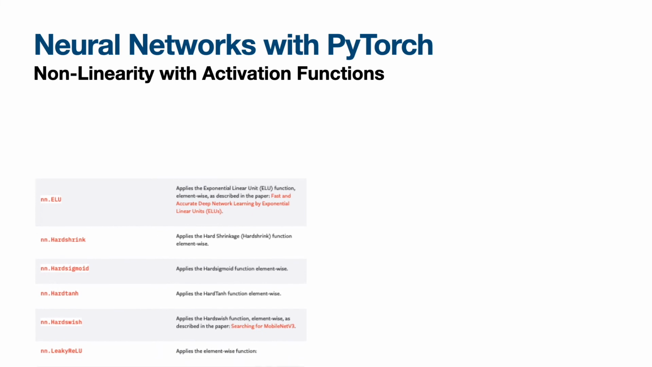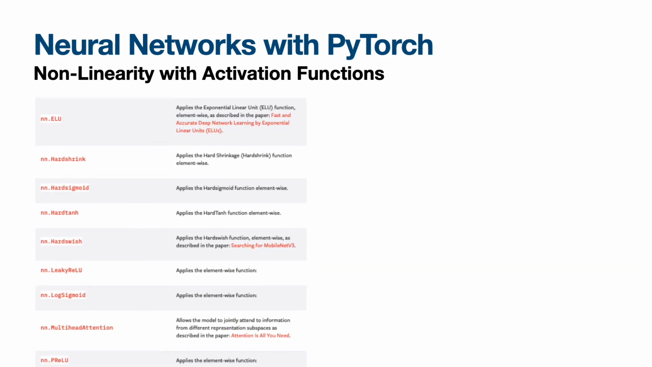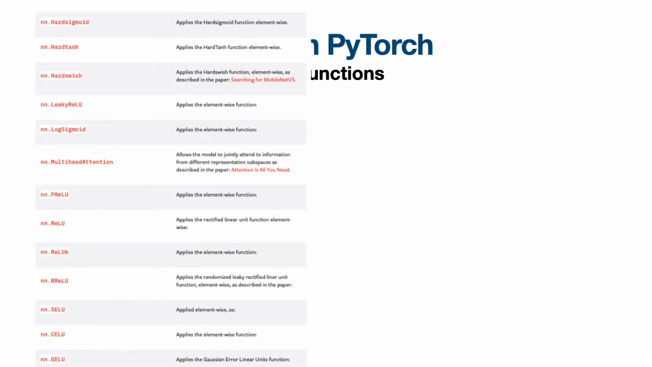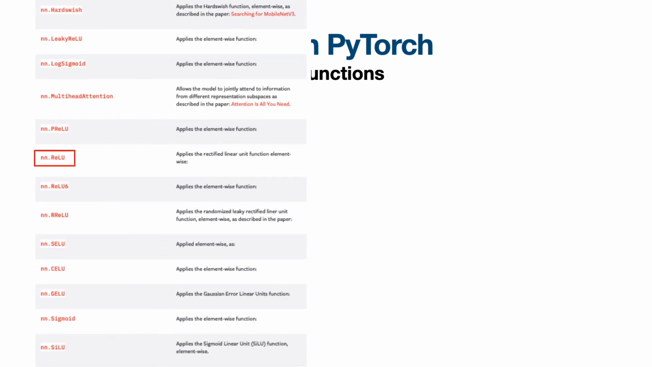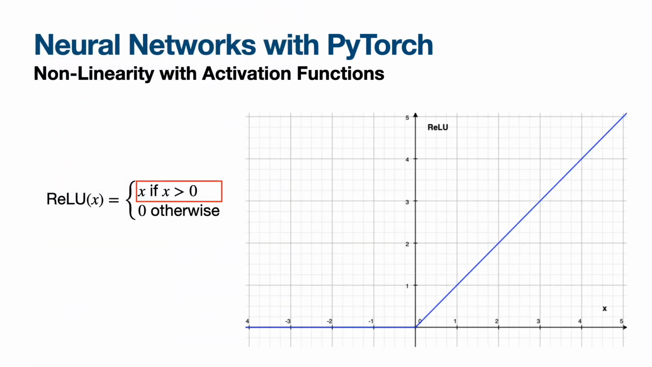PyTorch has many activation functions. They introduce nonlinearity into a neural network. ReLU is most commonly used in hidden layers. It returns x when it is positive. Otherwise, it returns 0.